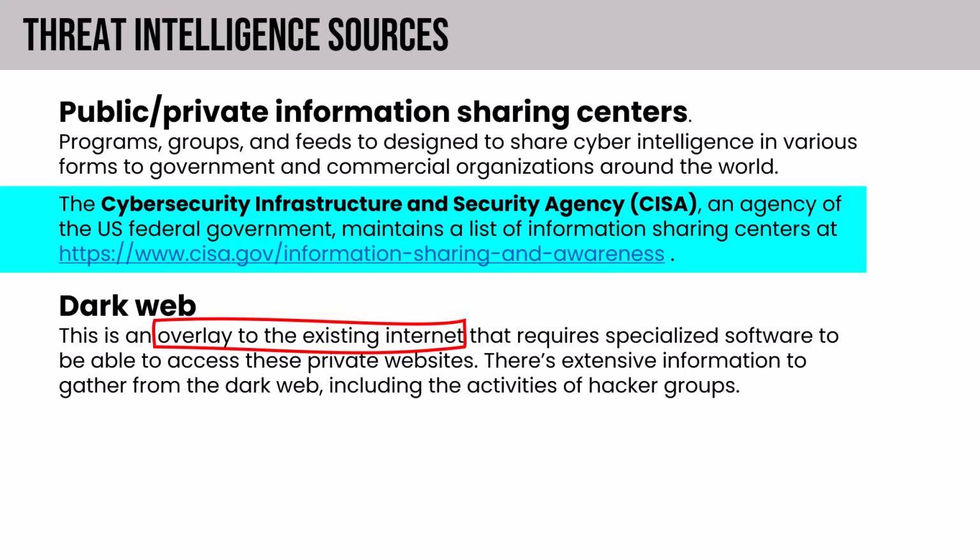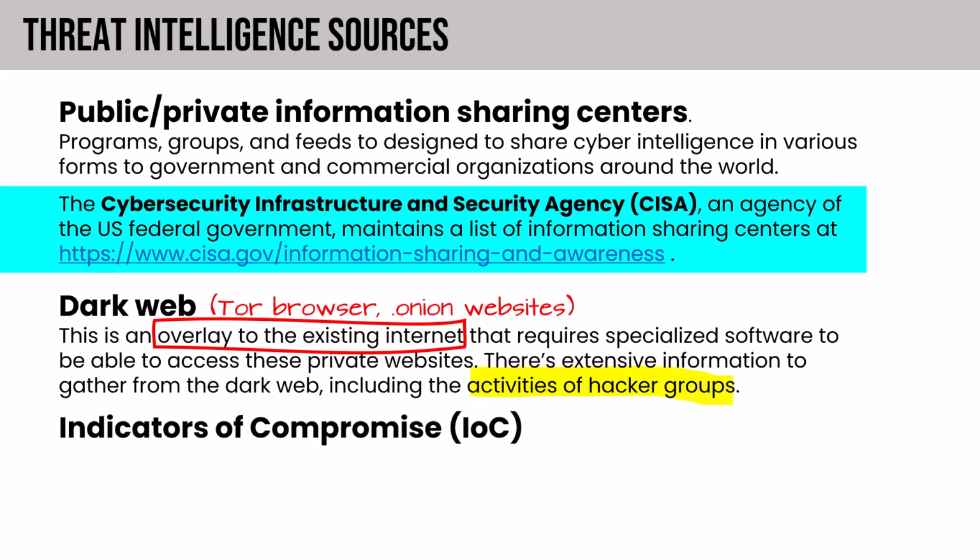And then there's the dark web, which is an overlay to the existing internet that requires specialized software to access private websites. There's extensive information to gather from the dark web, including the activities of hacker groups. The dark web is typically accessed with a Tor browser, where you visit websites with a .onion extension. A number of ways to do it. Proceed with caution. Do your research before you attempt to access the dark web.